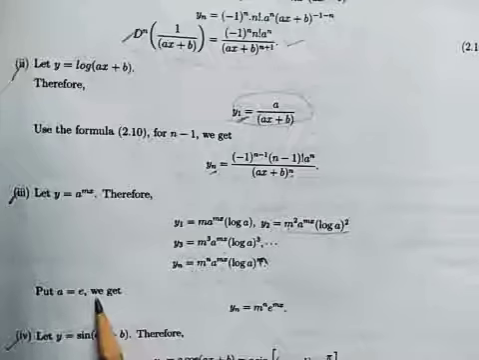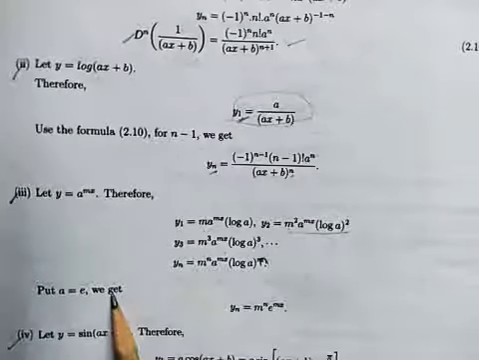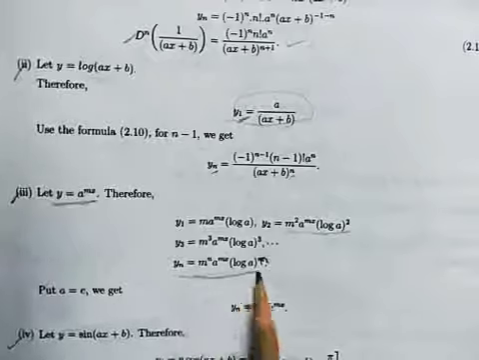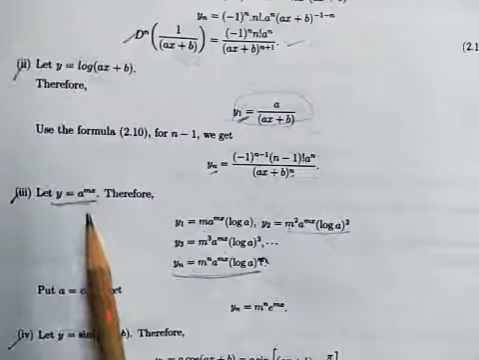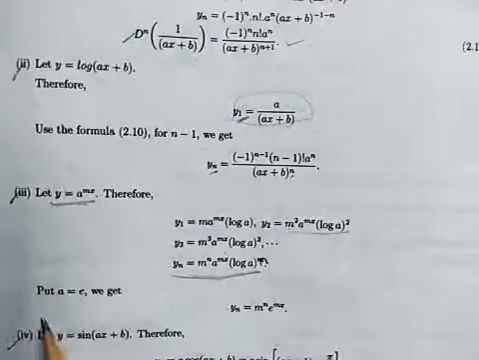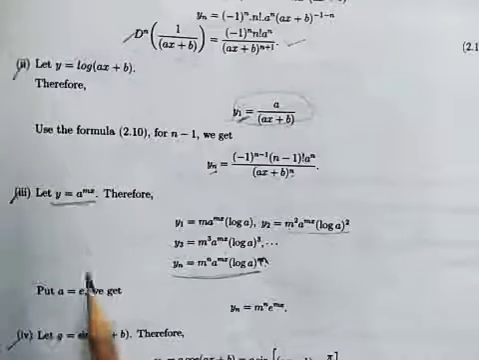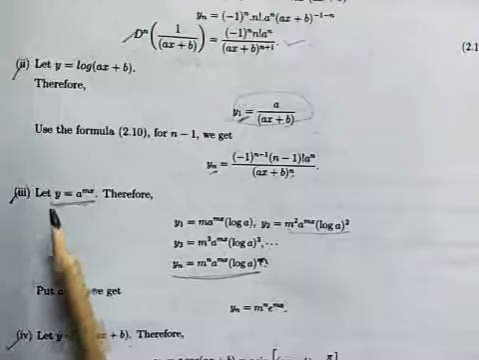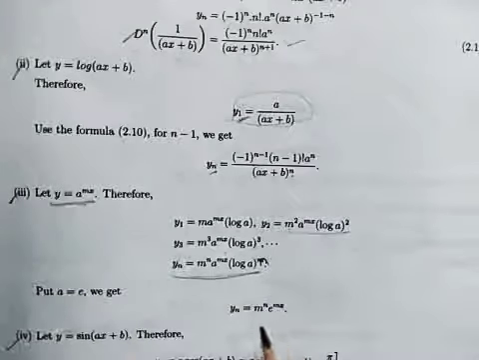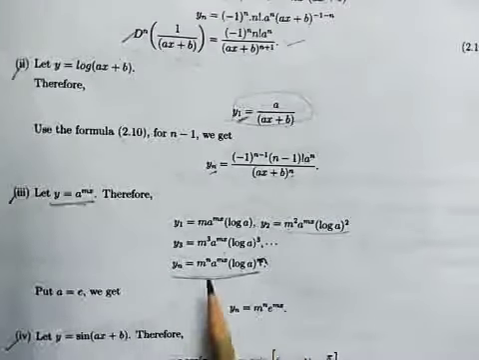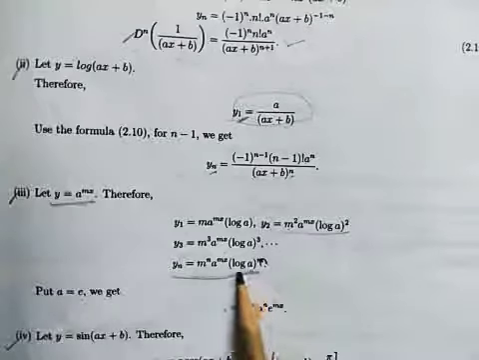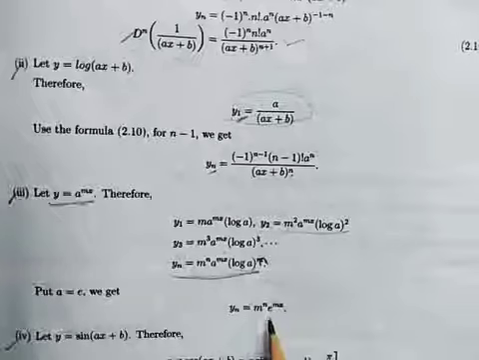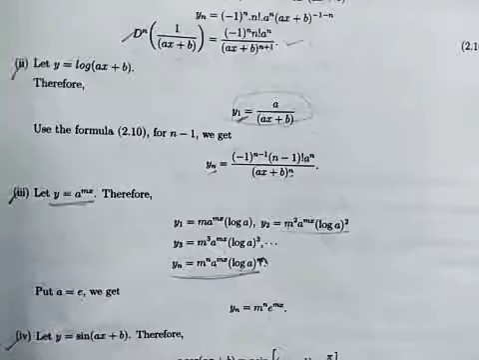If we put a equal to e, then what happens? This gives the formula for the nth derivative of y = e^(mx). If we replace a by e, that is y = e^(mx), then the nth derivative will be, replacing a by e here, log e is 1, and it is m^n e^(mx).